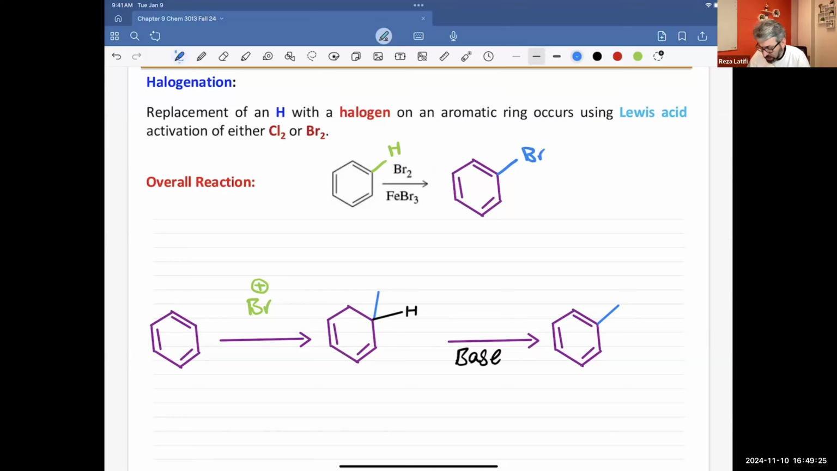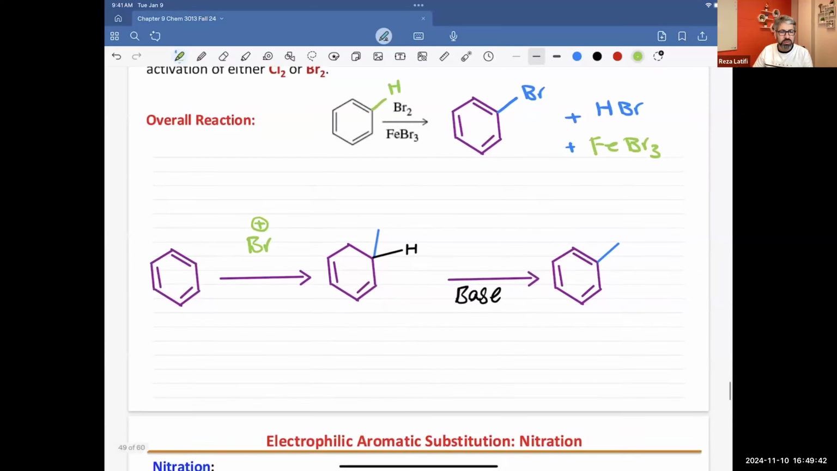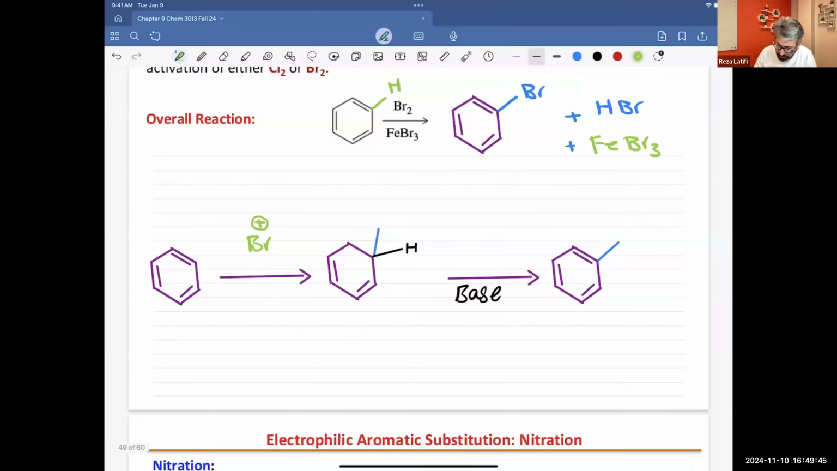And what else do we get? Another product that we get will be HBr, that acid, and we will also restore the FeBr3. We get that one as well. Okay, next, the first step is going to be this. We have Br2, and it will react with FeBr3.